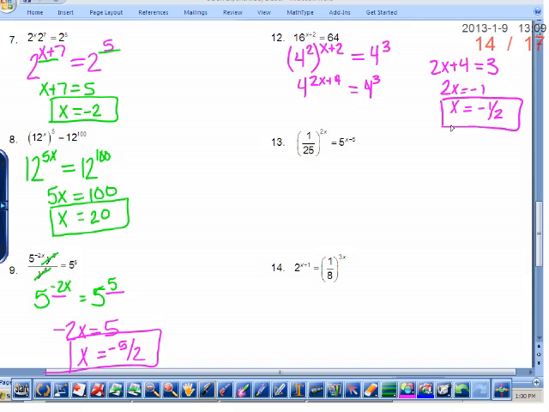Now let's look at 13. Take a second and look at this problem and see if we can rewrite these with the same base. I don't want you to call it out. I want you to take a sec and look and try on your own.